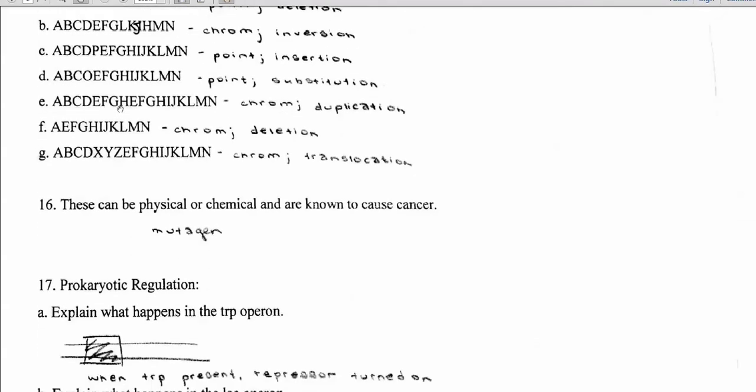A, B, C, D, E, F, G, E, F, G, H, I. So that's a repetition. So that's a duplication. It's chromosomal because it's a big chunk. I have a lot missing here, so that's chromosomal and deletion.